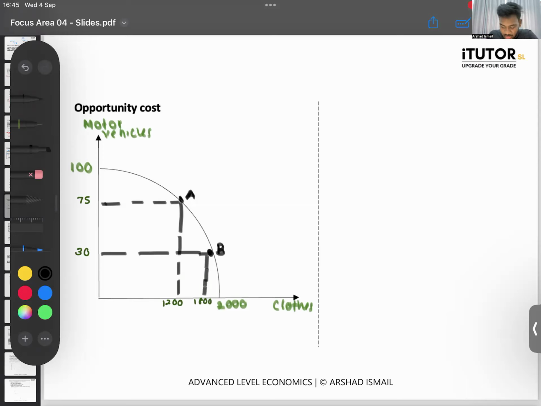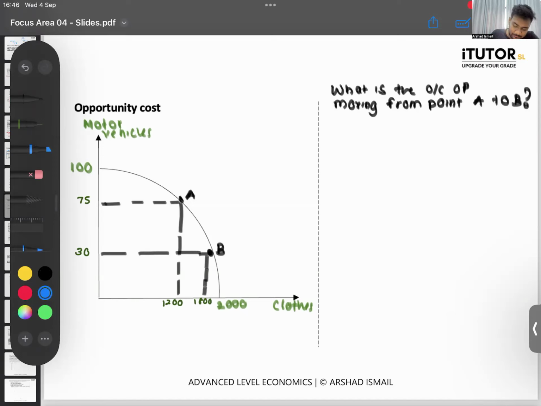Now I'm going to ask you a question. Listen very carefully. I'll show you the different types of questions that they can ask you. The first one I'm asking is: what is the opportunity cost of moving from point A to B? Can you give me an answer? Do we have to use an equation? Do we just give a number? How do we get this?